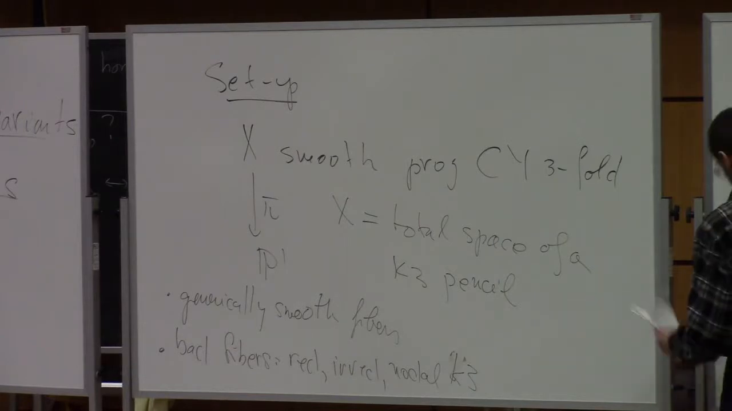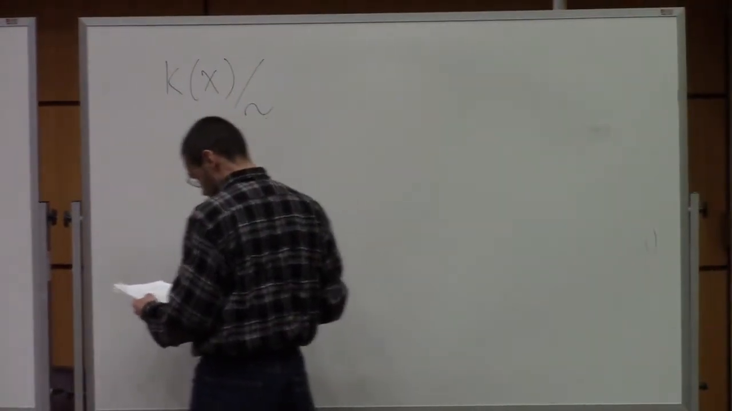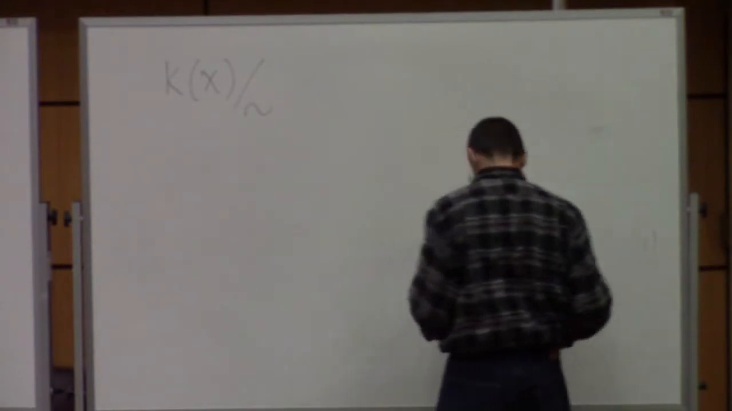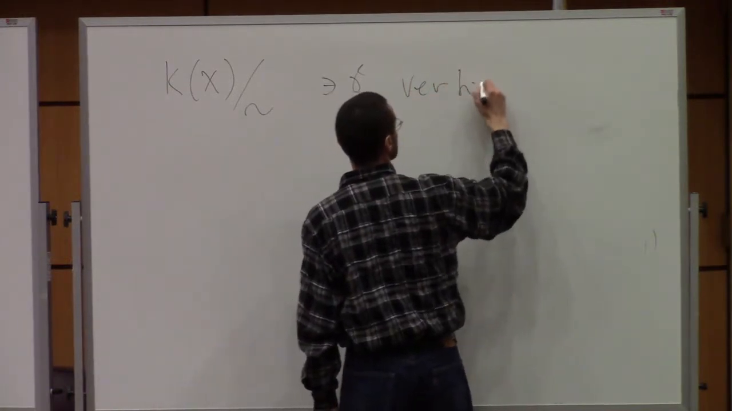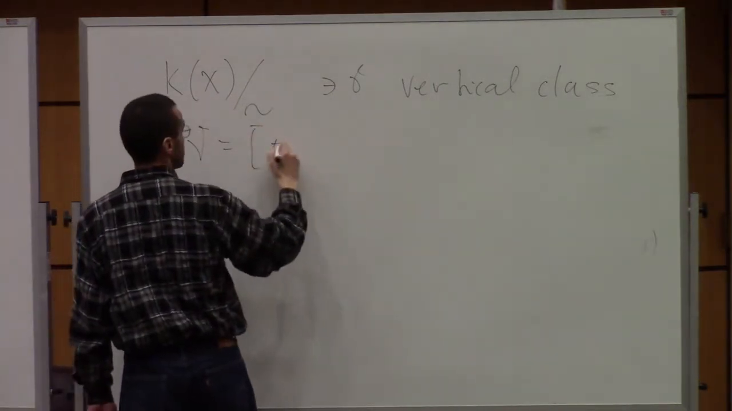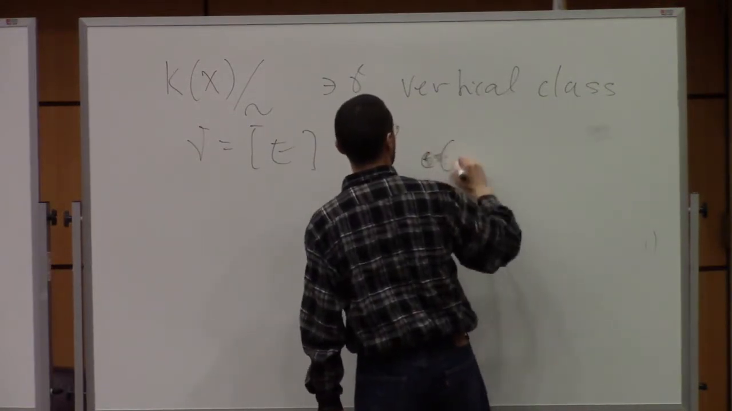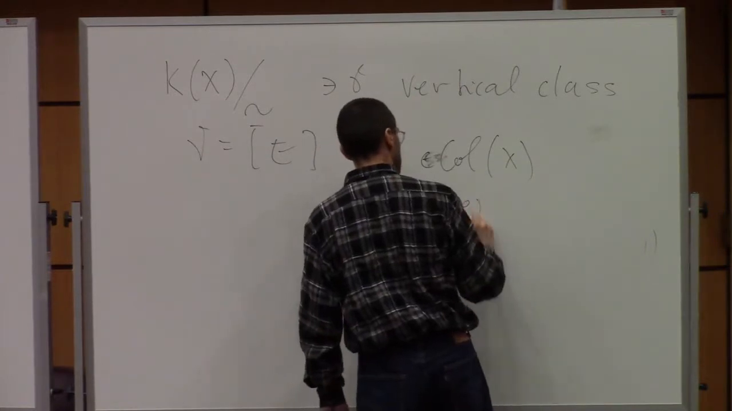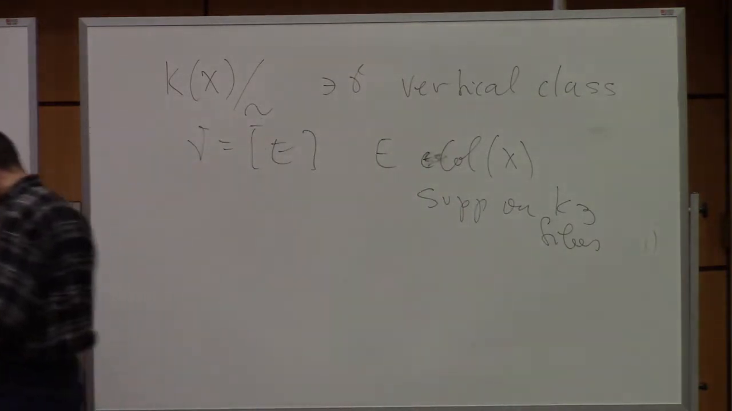And then let me look at K(X), the K theory of X, the Grothendieck group of X mod numerical equivalence. Physicists think of it as some kind of abelian group of charges of BPS states. And we call gamma in here a vertical class if gamma is the class of some sheaf E, where E is a coherent sheaf on X which is supported on the K3 fibers. Okay, so that's a vertical class for me in this talk.